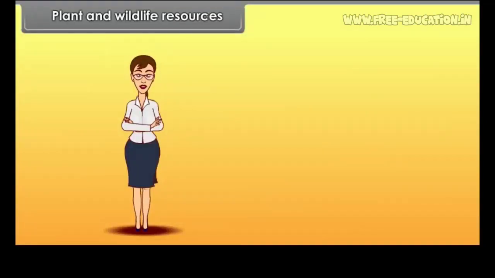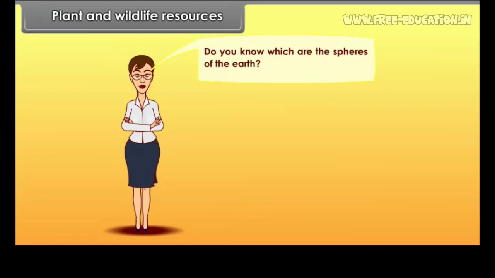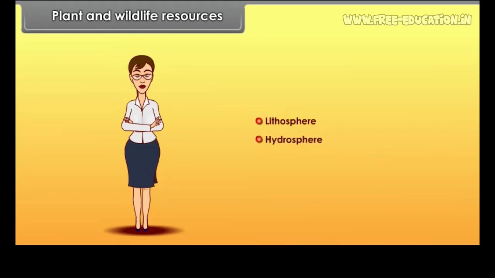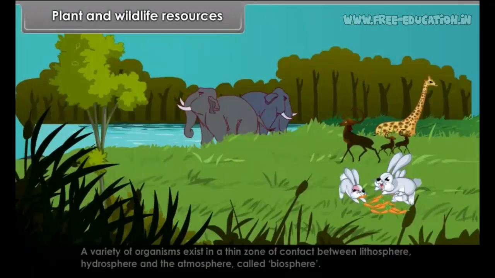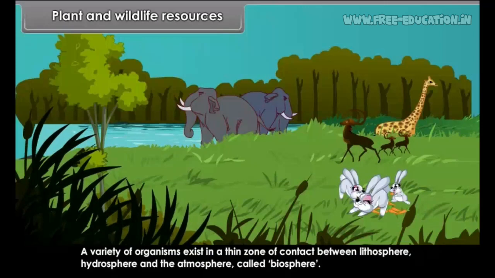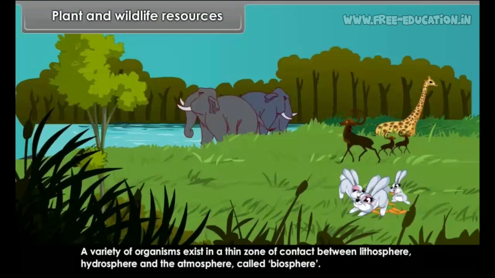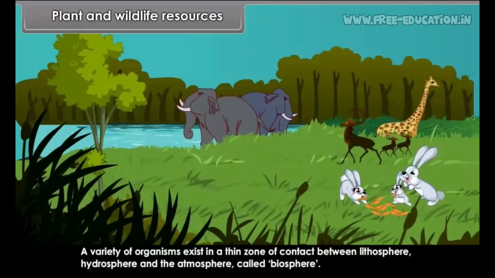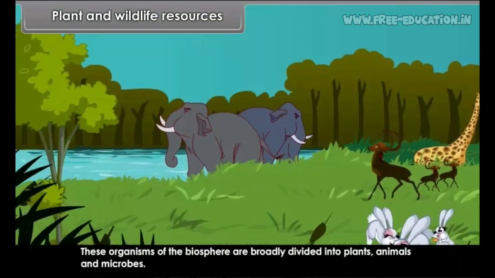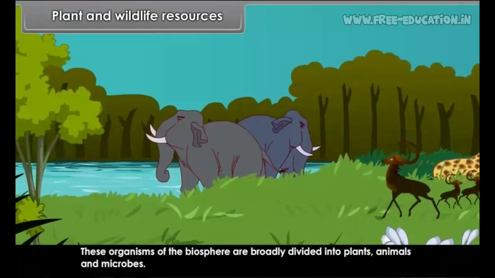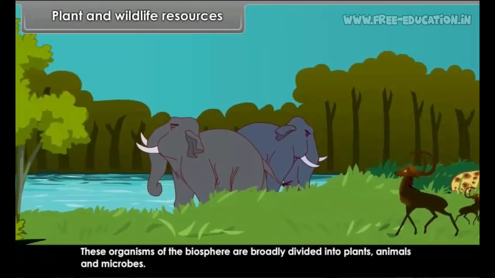Plant and wildlife resources. Do you know which are the spheres of the earth? Lithosphere, hydrosphere, atmosphere and biosphere. Among these spheres, biosphere is the narrow sphere where life exists. A variety of organisms exist in a thin zone of contact between lithosphere, hydrosphere and the atmosphere called biosphere. These organisms of the biosphere are broadly divided into plants, animals and microbes.